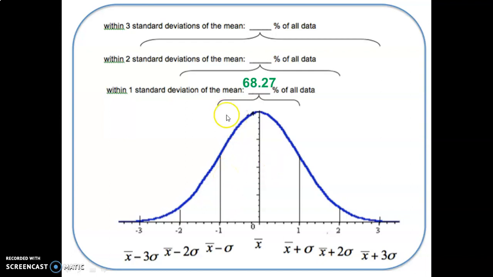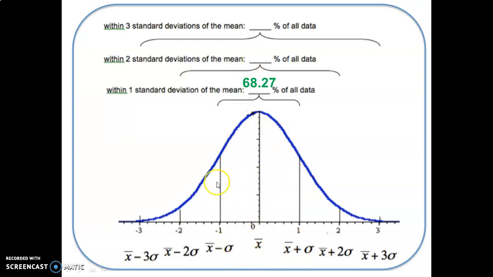Look at this first part here. So here's our mean, and here it says mean plus 1 standard deviation or mean minus 1 standard deviation. So when you are within 1 standard deviation of the mean, this whole area has an area of 68.27%. That means 68% of the data lies within that zone, 1 standard deviation away from the mean.